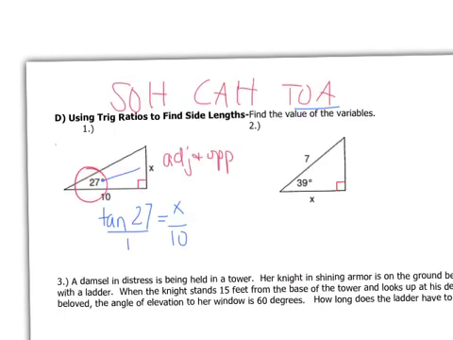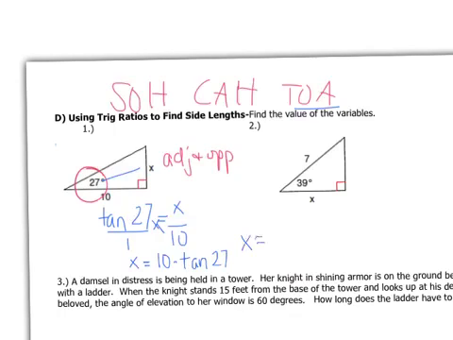When we cross-multiply and solve, we get that x equals, I would write this as 10 times the tangent of 27 degrees. And then from here, it's a matter of taking this and putting it in your calculator. So do it with me right now to make sure that you get the correct answer.